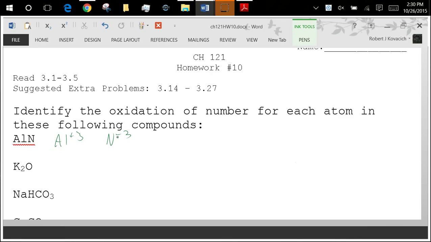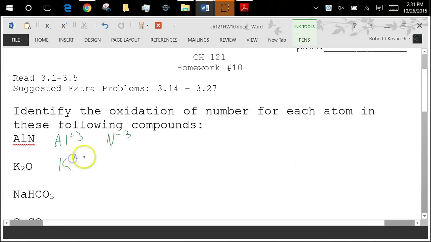Does the -3 make sense though? Mm-hmm. Why? It needs to equalize. Another reason: 3 electrons would fill nitrogen's energy level to look like neon, so -3 totally makes sense. Okay, the next one? How about the potassium?